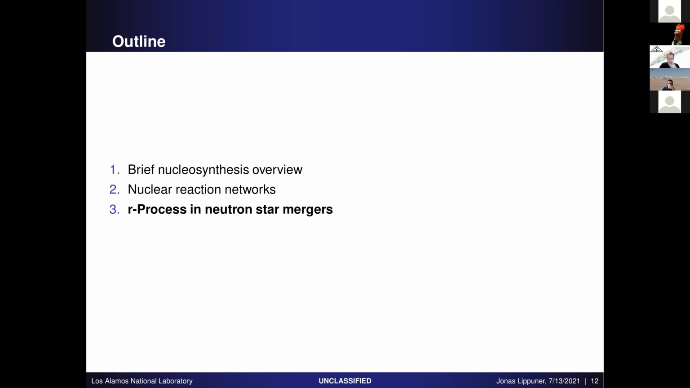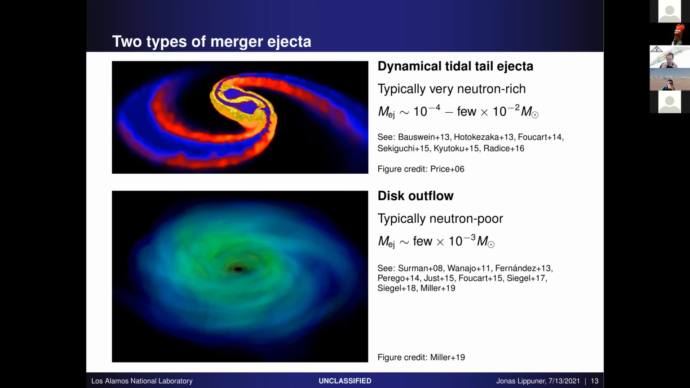Okay, so let's look at some r-process calculations in neutron star mergers. I want to give a very high level overview. There are many other talks that go into a lot more detail on this, but just to get everybody on the same page. So there are two main types of ejecta that we talk about where r-process or any nucleosynthesis can happen in neutron star mergers.